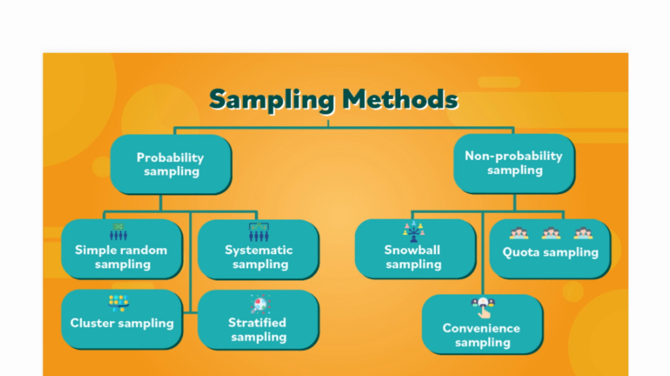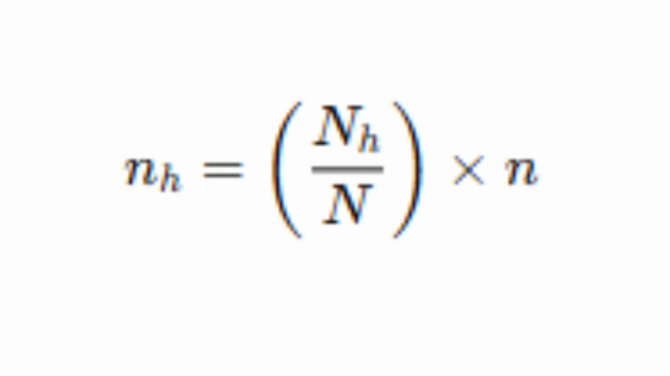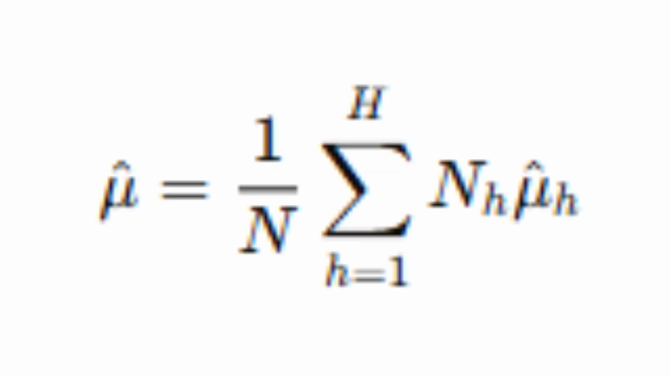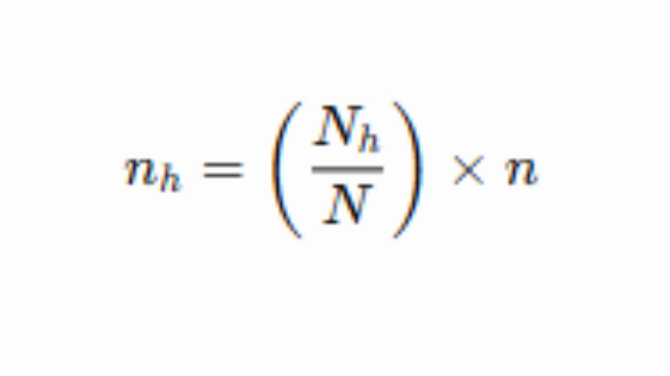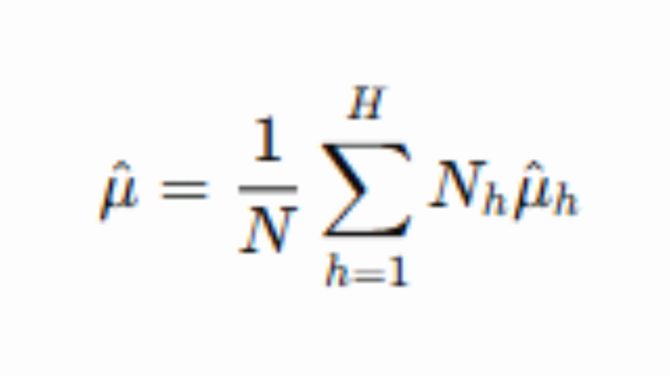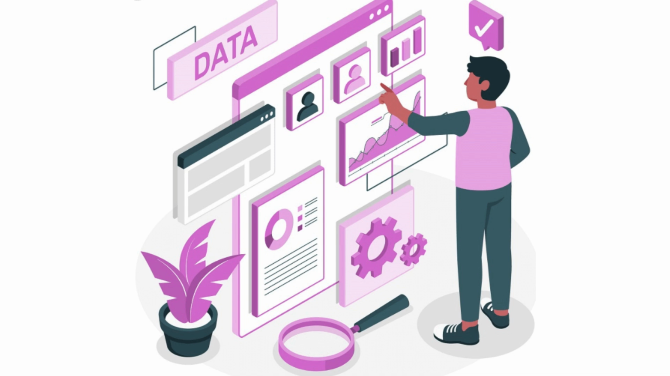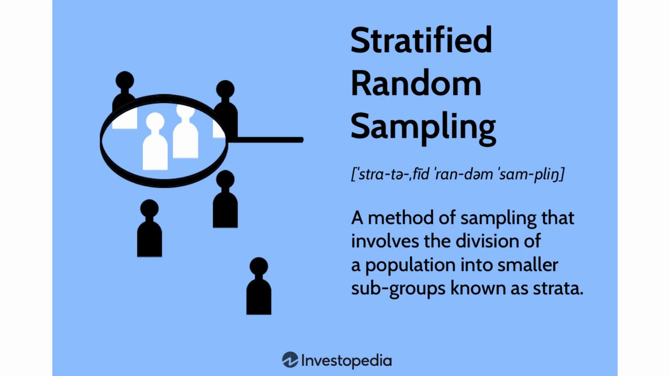Next on the list we have stratified sampling. This is where the population is divided into subgroups, or strata, based on a characteristic, and then a random sample is taken from each stratum. How this works, the method ensures that each subgroup is well represented in the sample. An example would be if you want to study the opinion of students in a university, you may stratify the population by department, for example engineering, arts, science, and then take random samples from each department.